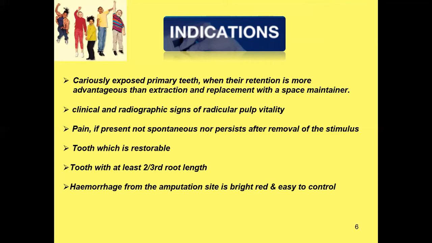Second is clinical and radiographic signs of radicular pulpal vitality. This means there is no interradicular radiolucency present, the interradicular bone is intact, and there is no presence of a draining abscess. All those things are not there. Then pain: pain is present, but it's not spontaneous pain, because spontaneous pain is indicative of, or gives a sign that, irreversible damage of the pulp has occurred.